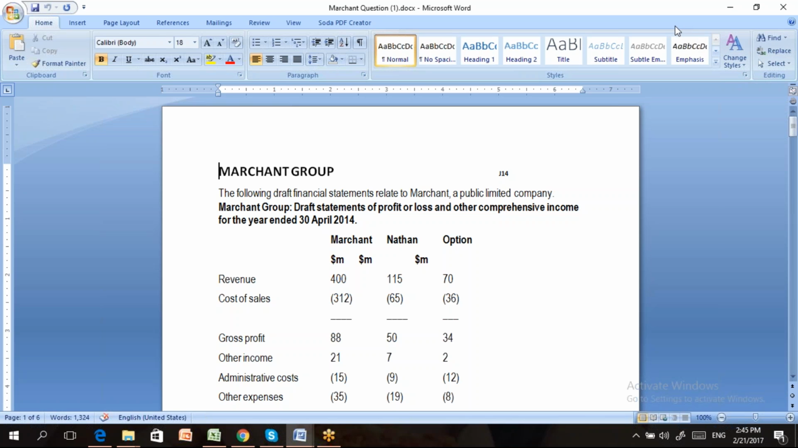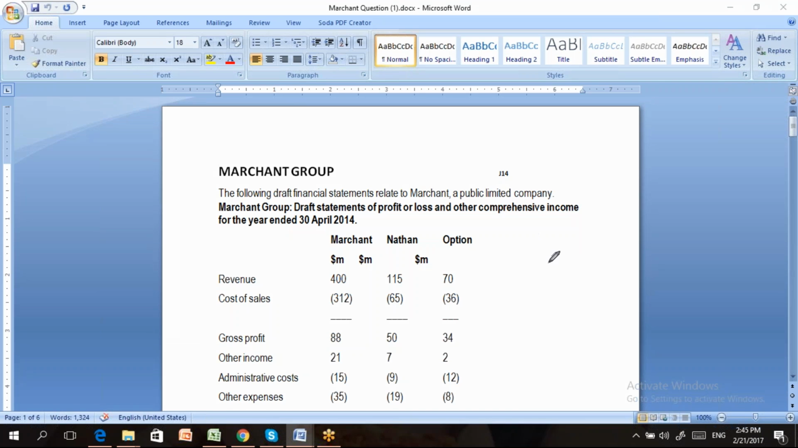Yes. We want that consolidation group question. I think we came up to a particular point. Shall we again just summarize the revenue? We will take the 400 plus 115 plus half of Option, but minus the 12 intercompany sales. So 400 plus 115 plus 35 minus 12 will be our revenue, which is going to be 538.